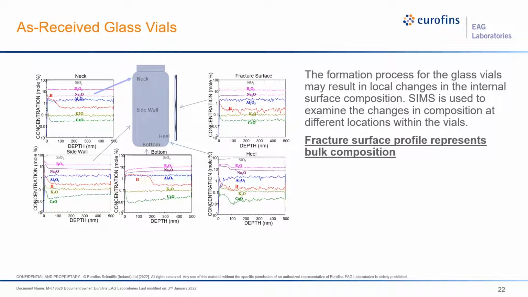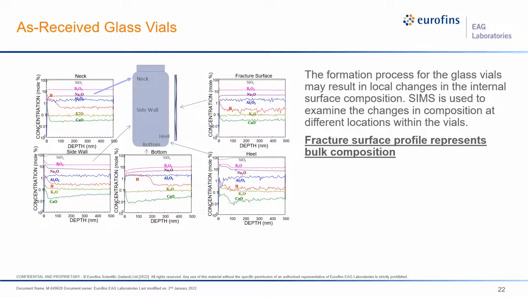The bottom of the vial shows more of a change, and especially high hydrogen concentration at the bottom of this vial. This may suggest that this vial might have been cleaned during the manufacturing, but stored without perfectly drying it out. So this liquid, the cleaning solution sitting at the bottom, eventually had pushed the hydrogen in and leached the alkalis out. But what we want to focus on is the heel region.